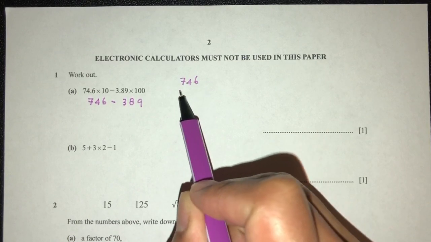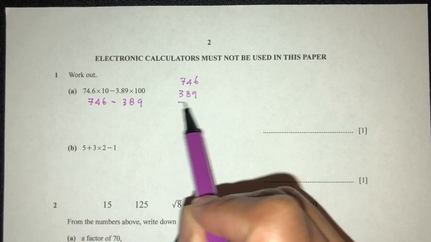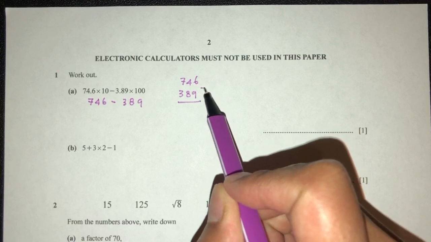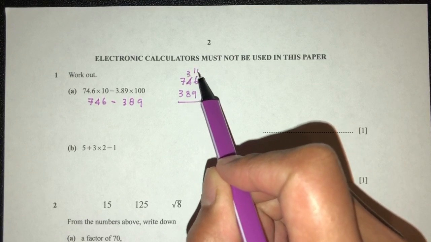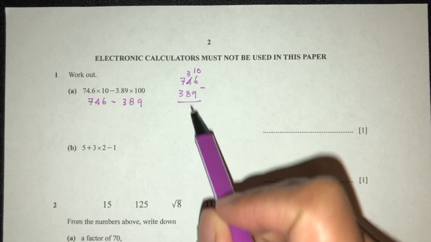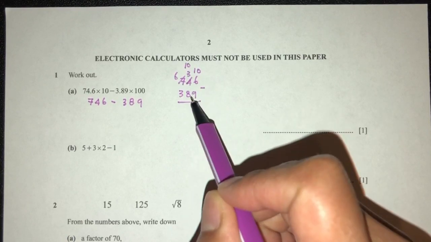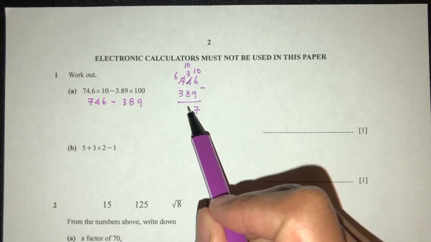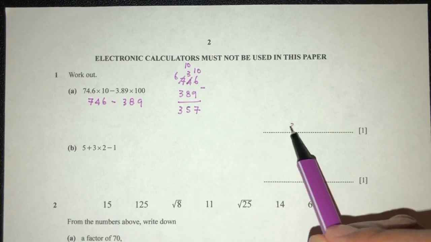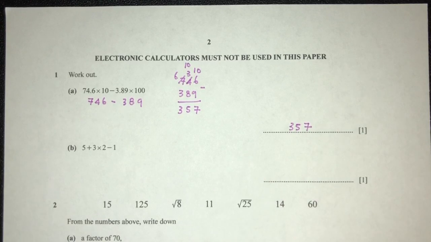746 minus 389. 6 minus 9 we cannot do, obviously, so we borrow. That should be 3. 10 minus 9 will be 1. 1 plus 6 will be 7. Then 10 minus 8 will be 2. 2 plus 3 will be 5, and that should be 3. So 3, 5, 7. That is part A.